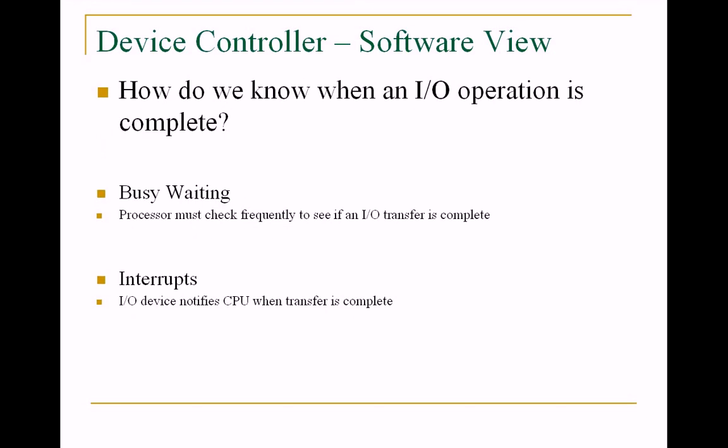How do we know when an I/O operation is complete? We can handle this by busy waiting and interrupts. Busy waiting means the processor must check frequently to see if an I/O transfer is complete. An interrupt is when the I/O device notifies the CPU when the transfer is complete, and then the CPU will interrupt what it is doing.